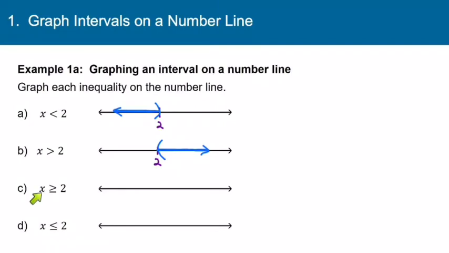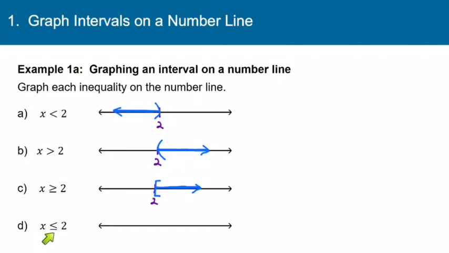Okay, now for part C, we have x is greater than or equal to 2. So again, we'll label our number line with a 2. And again, we will shade the numbers that are greater than 2, so we'll shade the numbers to the right of 2. But this time we do want to include the 2 as part of our solution. So instead of a parenthesis, we'll put a bracket here. And the square bracket shows that the 2 is included in the solution.